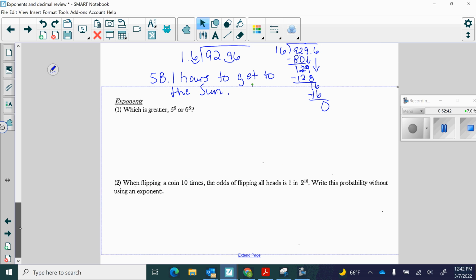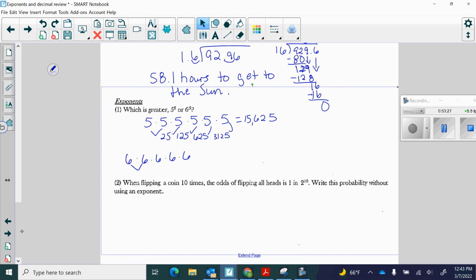And exponents. So which is greater, 5 to the 6th power or 6 to the 5th power? So we're going to have to work them out. 5 times 5 is 25, times 5 is 125, times 5 is 625, times 5 is 3125, and times 5 is 15,625.